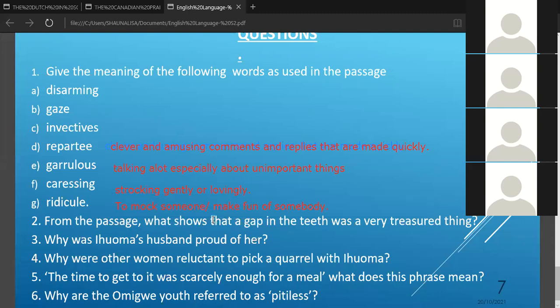Then number 2 from the passage. What shows that a gap in the teeth was a very treasured thing? It's already done. Should I go back to the passage? No, it's already done. Okay. So can I clear this? Yes.